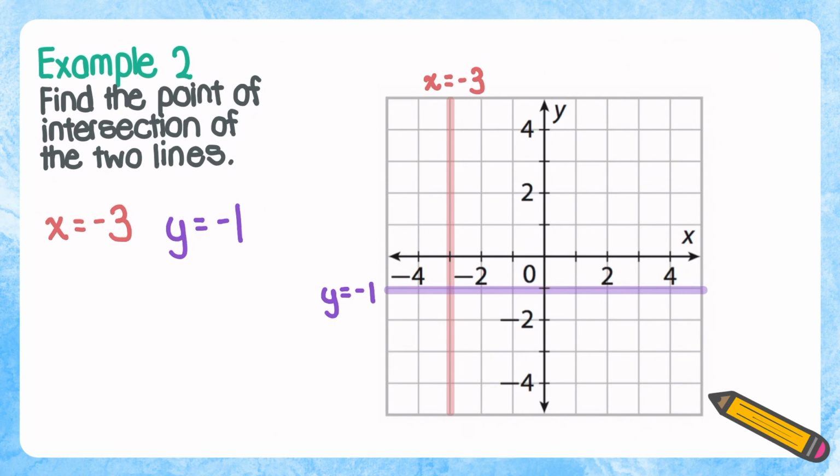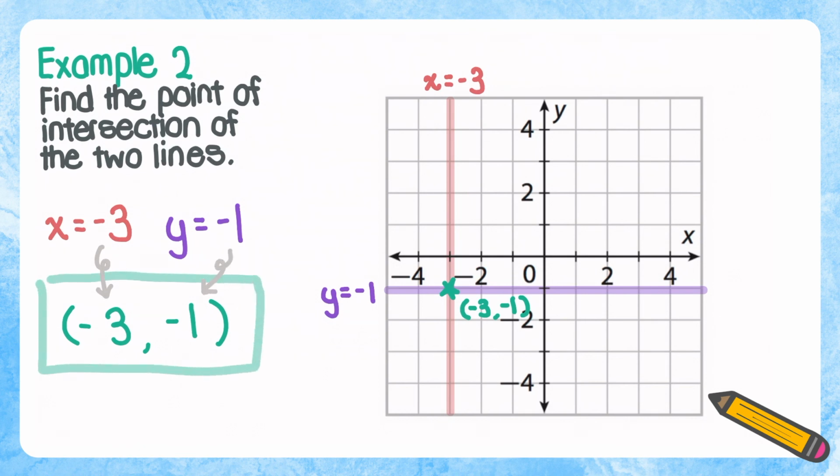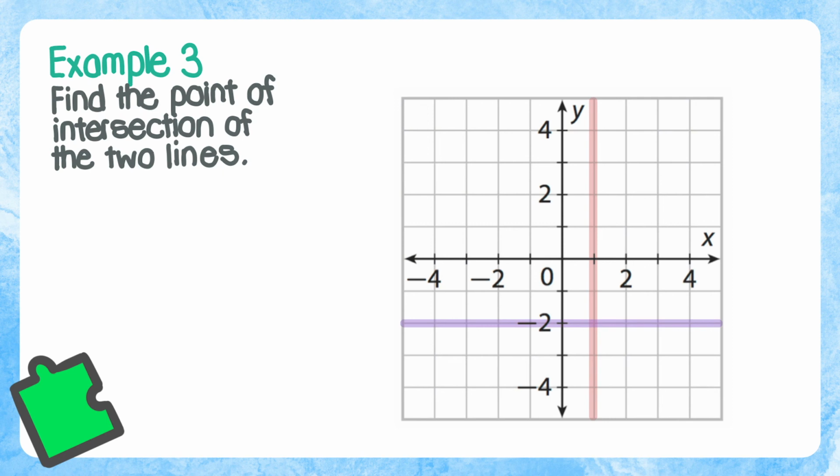Next, where do we see the point of intersection? Right here, at -3, -1. So the point of intersection is -3, -1. And notice this little shortcut that we can use even if we only had the equations. Please try this final example on Edpuzzle. So find the point of intersection of these two lines.